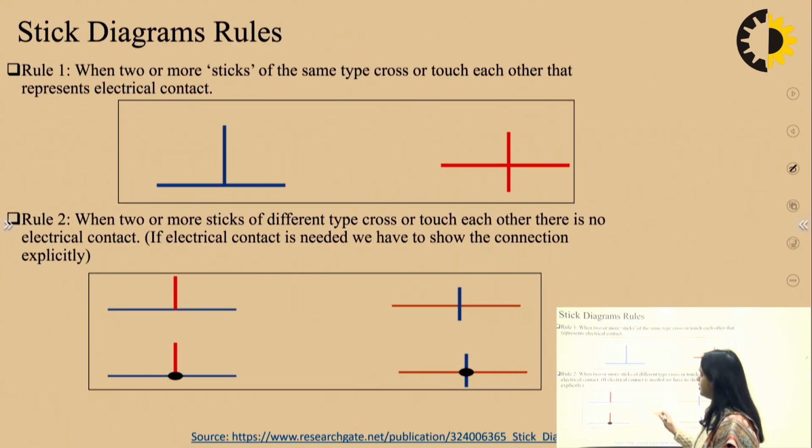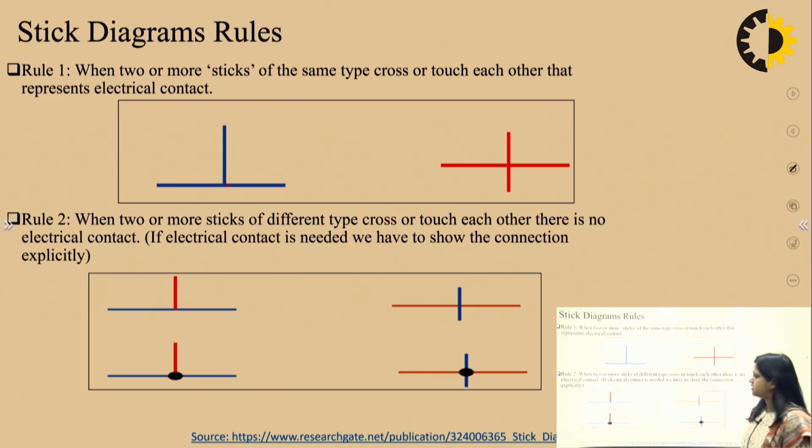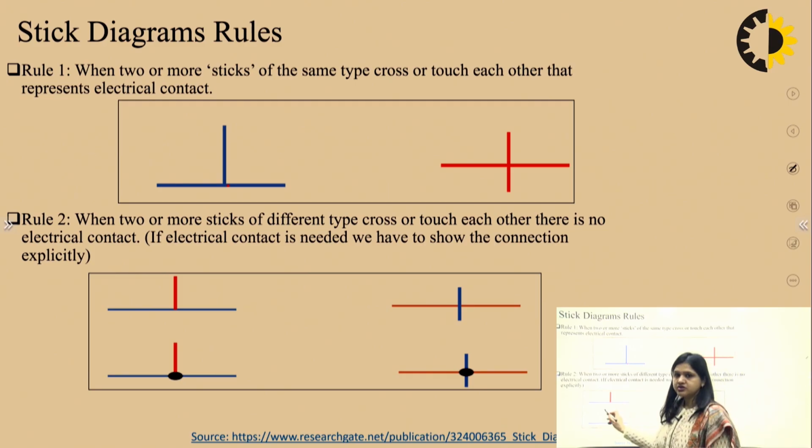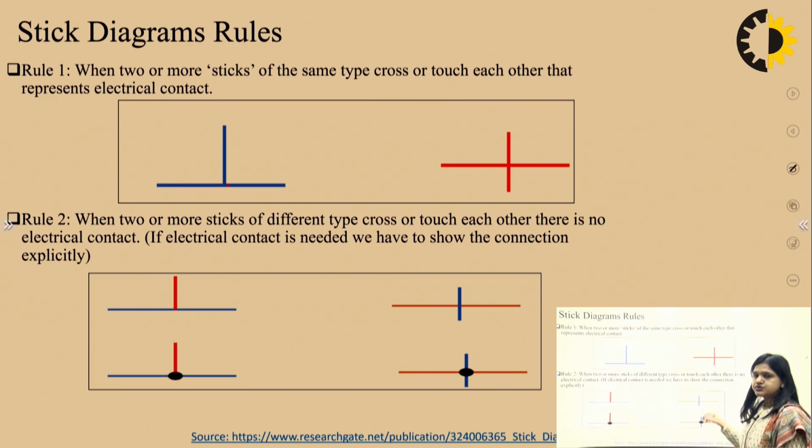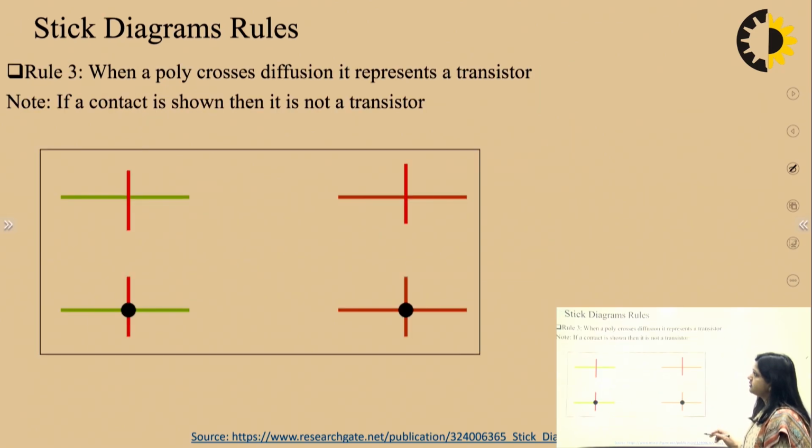Now rule number 1: if these two are connected, one blue, second blue, that means there is an electrical connection at this node, because the same colors are crossing each other. Here also there is an electrical connection, but there is no electrical connection where one is red and one is blue. This is known as crossover. If you want to make the connection, then I have to make a contact with the help of a circle or square with black color, like here also. So this is rule number 2.